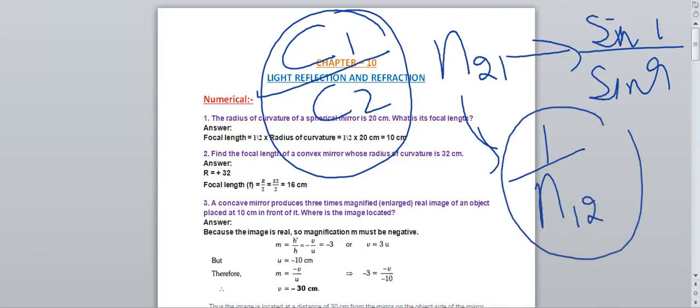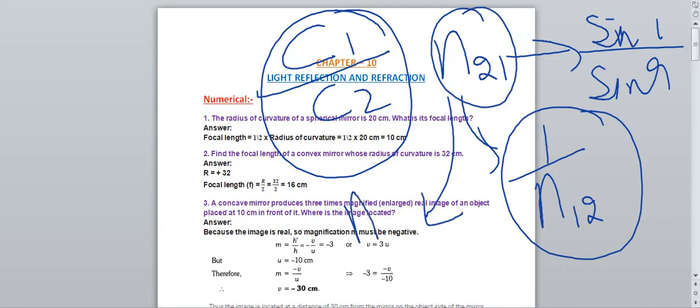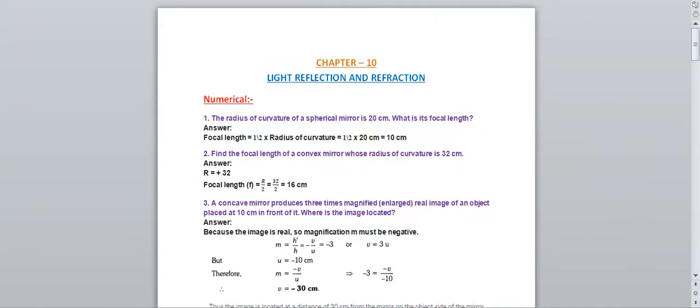Or you can calculate by taking the reciprocal, 1 divided by the refractive index of the first medium with respect to the second. If you know the refractive index of the second medium with respect to the first, you can easily calculate the refractive index of the first medium with respect to the second by taking the reciprocal. Now if you want to calculate the refractive index of the second medium with respect to the first, you should know the refractive index of the second medium, then divide it by the refractive index of the first medium, n2 divided by n1. So these were the concepts related to refractive index.